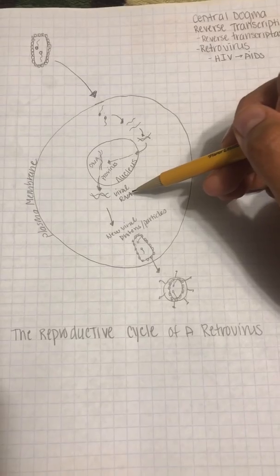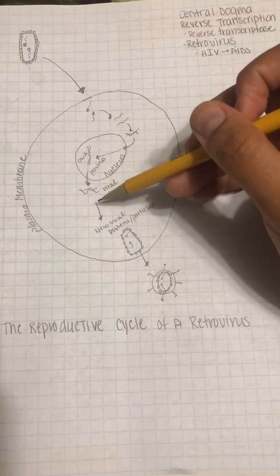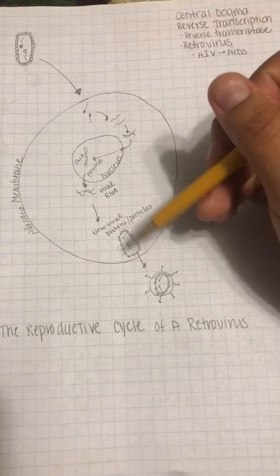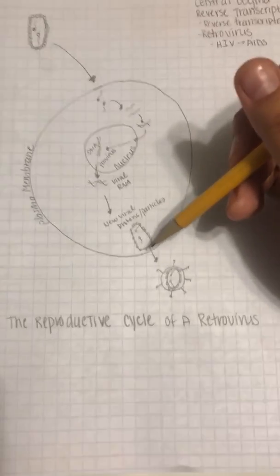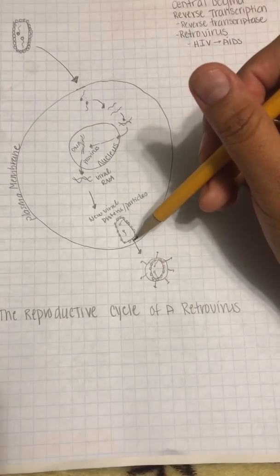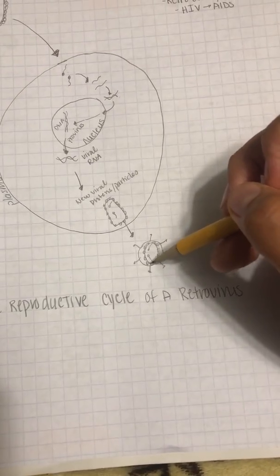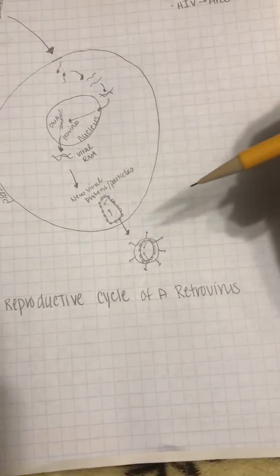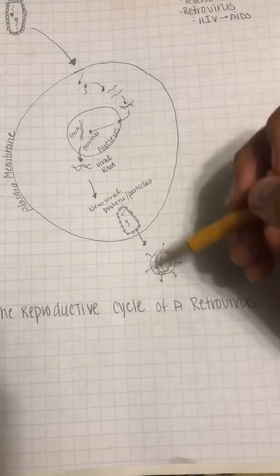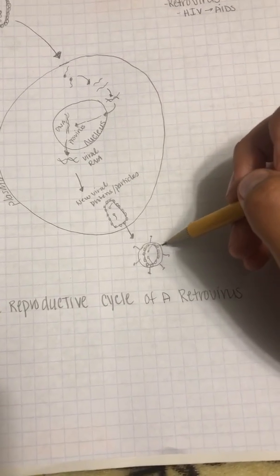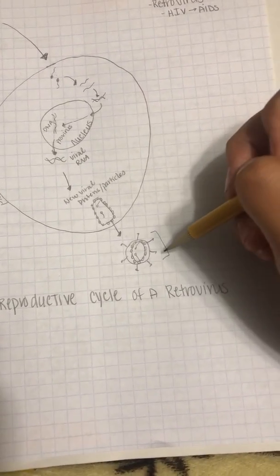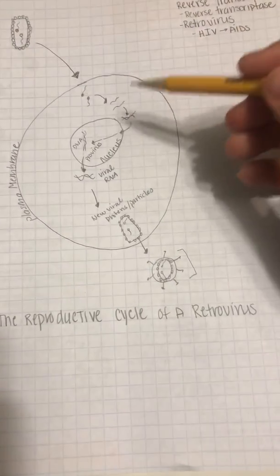And so what happens from here is the viral DNA will develop into proteins, and then it can leave the cell, and once it leaves the cell, it migrates out over here. It is now what is called a virus particle, I guess. And so now this little particle can go and do the same thing to another cell.